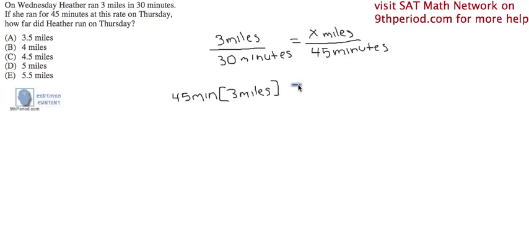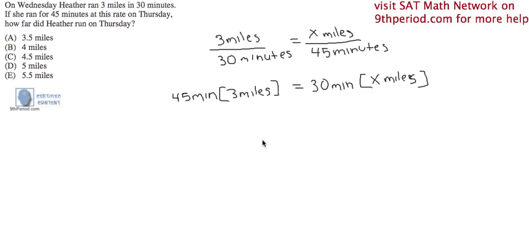is equivalent to, again, we're cross multiplying, so we're multiplying the denominator by the numerator here, and then we're going to do the same thing on the other side, multiply the denominator by the numerator, and that's going to give us 30 minutes multiplied by x miles, which is what we're looking to solve for.